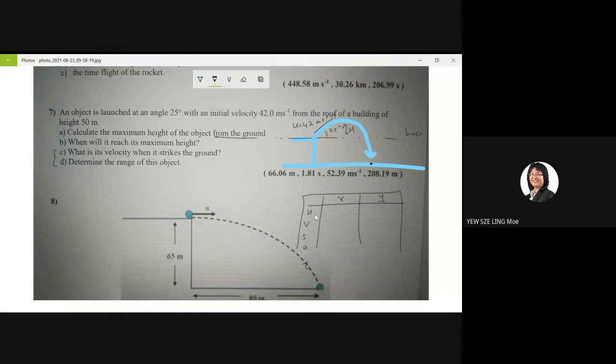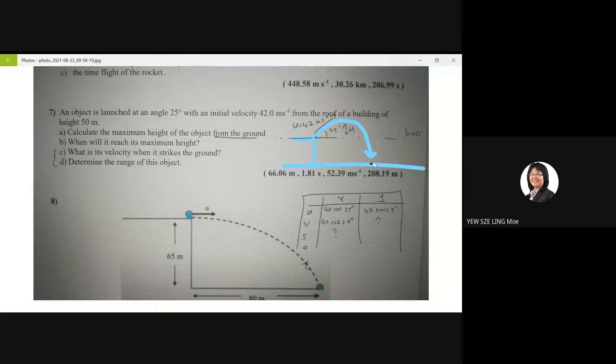UVSAT. So u, you still have it: ux is 42 cos 25 degrees, uy is 42 sin 25 degrees. V, Vx is still 42 cos 25 degrees, Vy is unknown, which is the thing that you want to calculate. Sx you want to calculate in question D, so this is also an unknown. But Sy we do have.